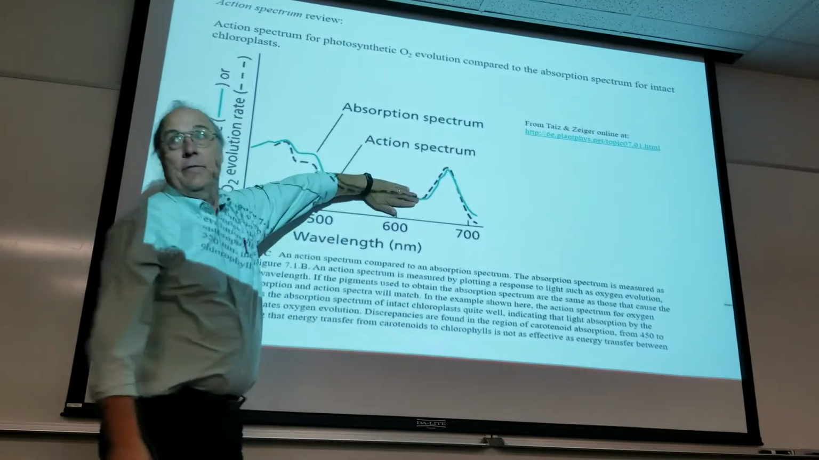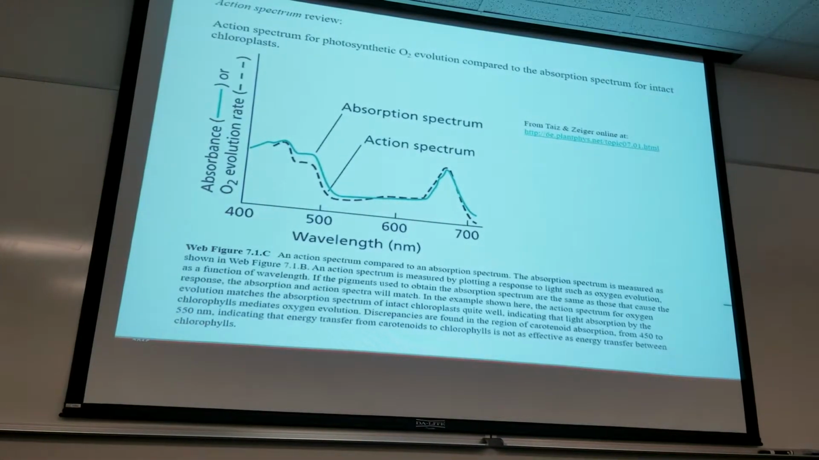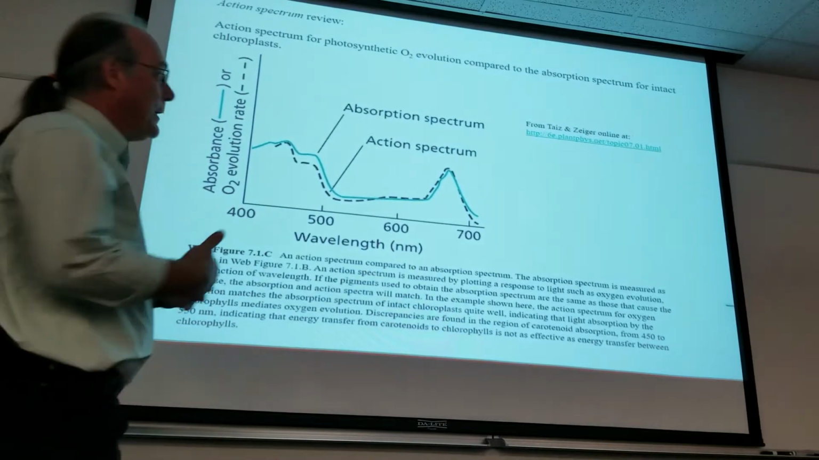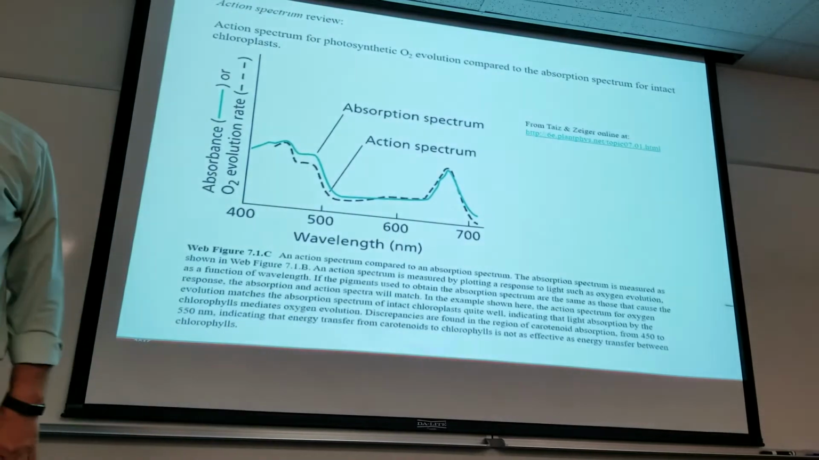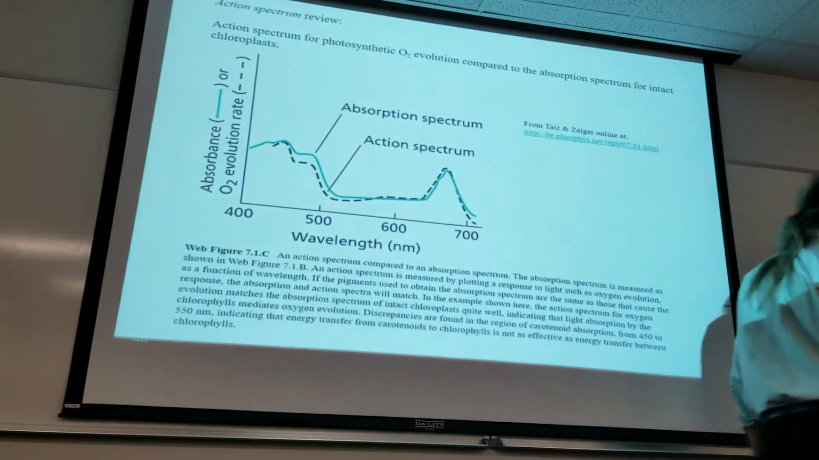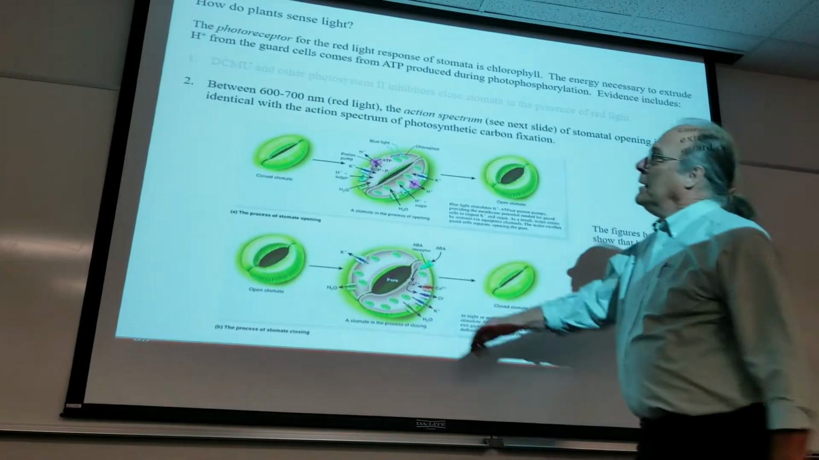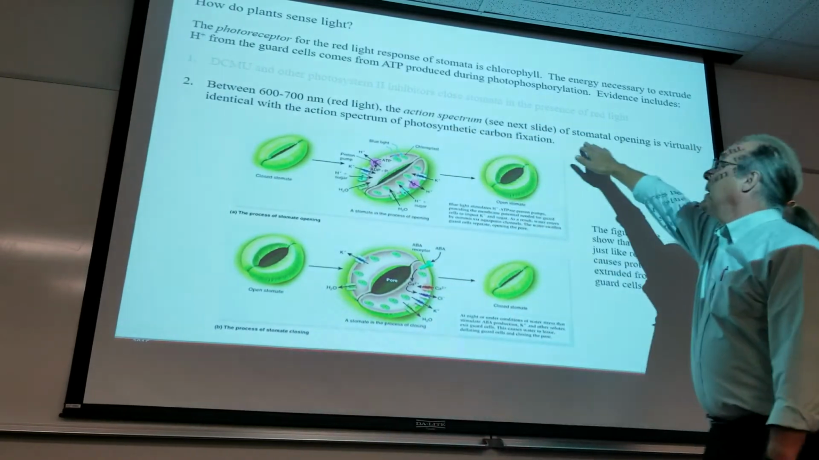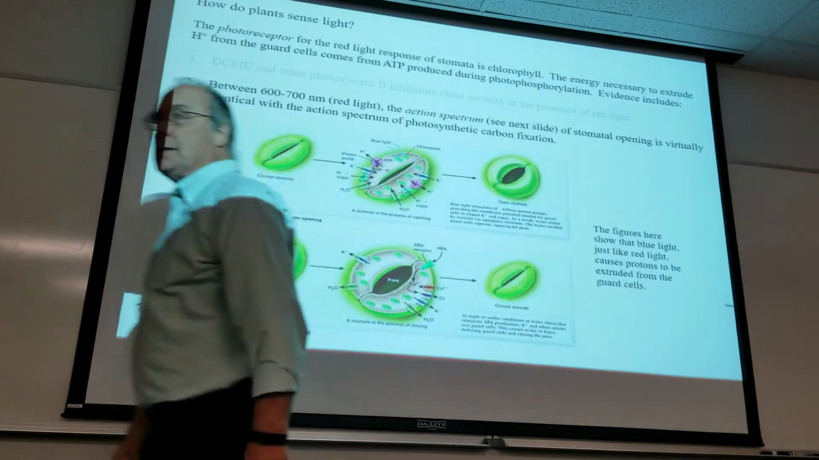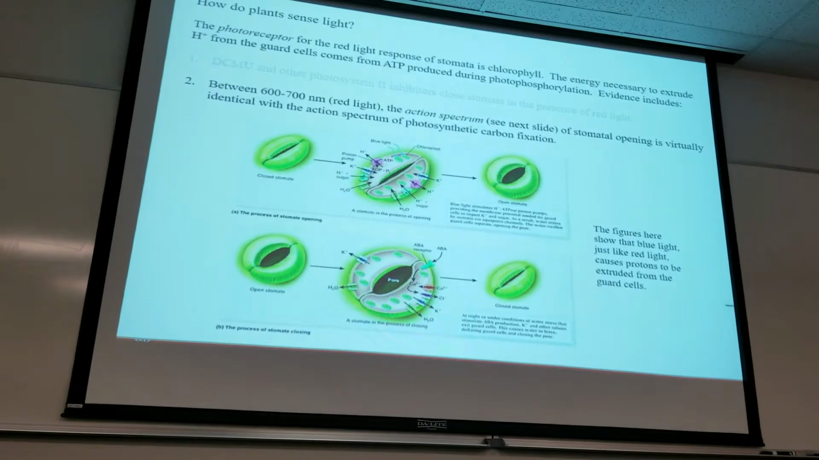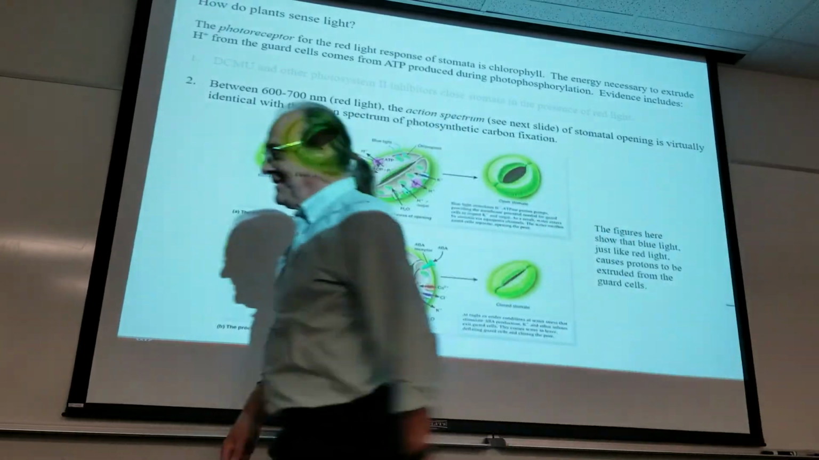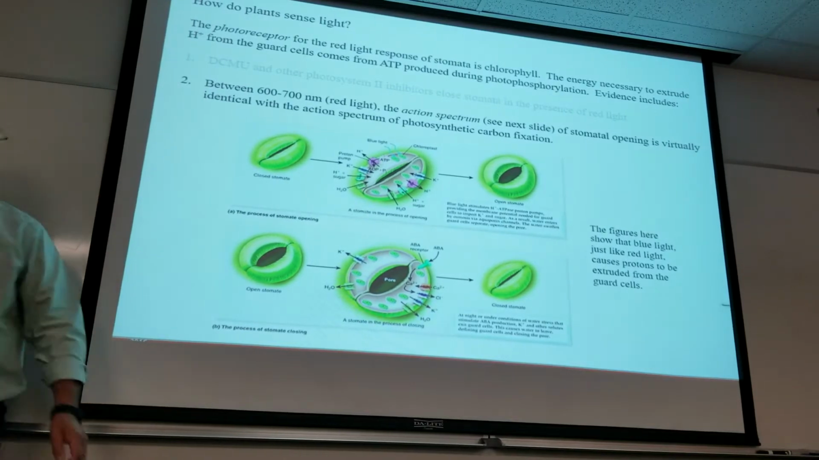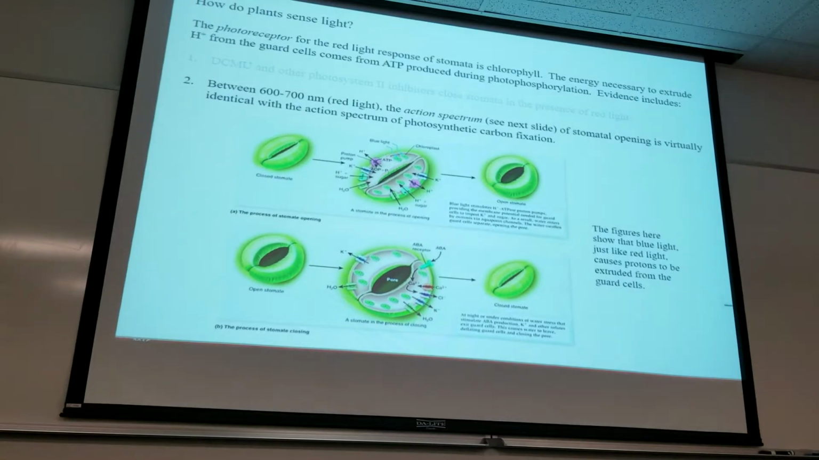You get an overlap of those two curves, which provides evidence that the absorption of light by chlorophyll is responsible for stomatal opening. That's an action. So going back, in the red light region, 600 to 700 nanometer light, the action spectrum of stomatal opening is virtually identical with the action spectrum of photosynthetic carbon fixation. I tried to find a nice graph that showed it explicitly, not so easy. I'm still looking, so if anybody comes across one, let me know. You see statements like this all over the place, but they don't give the action spectrum. It's complicated.